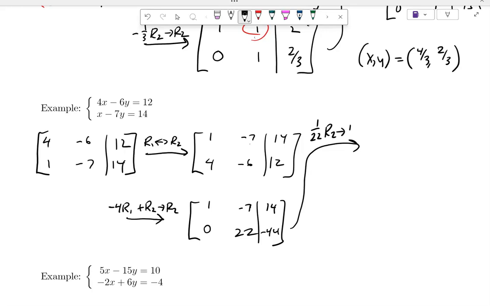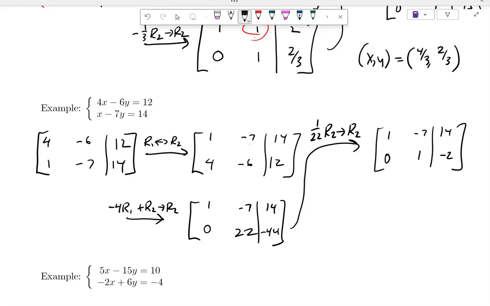Dividing by 22 is the same thing as multiplying by 1 over 22. Well, we'll write in the notation here. Doesn't change the first row. We get 0, 1, -2. This one I made a little bit nicer, so I get fractions out the wazoo. Got a 1, got a 0, got a 1.